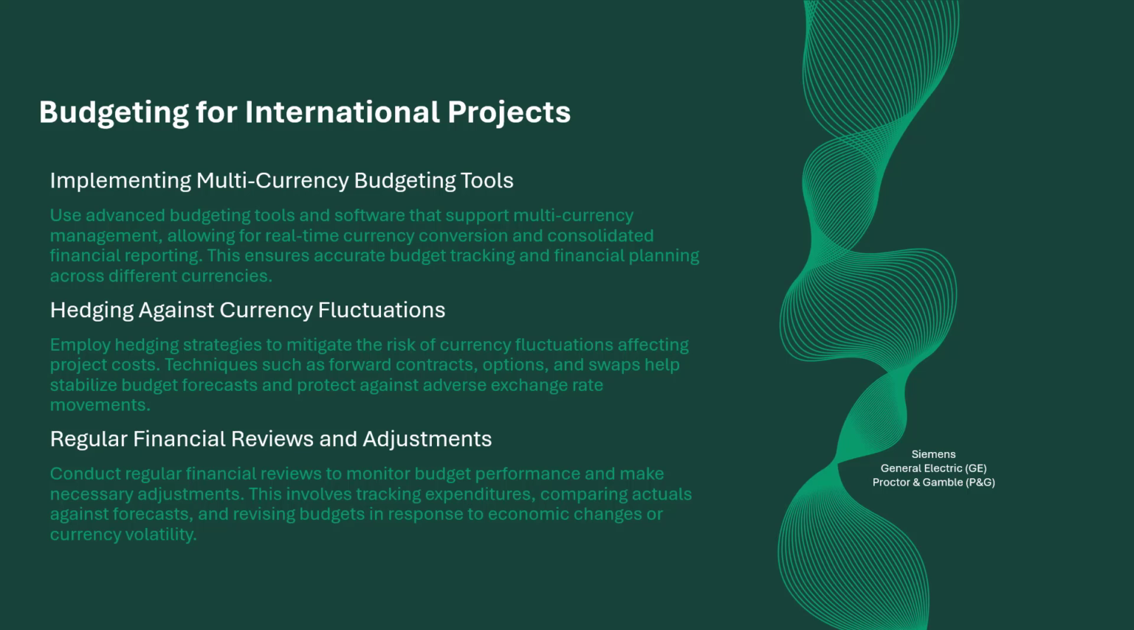Use advanced budgeting tools and software that support multi-country currency management. Allowing for real-time currency conversion and consolidated financial reporting would be a start. This ensures accurate budget tracking and financial planning across different currencies, if we are using different currencies for whatever purpose we're doing IMR. SAP Concur is used by multinational corporations, as you probably know, maybe yours as well. Like Siemens, they do that to manage travel and expense budgets in multiple currencies, providing seamless financial oversight.